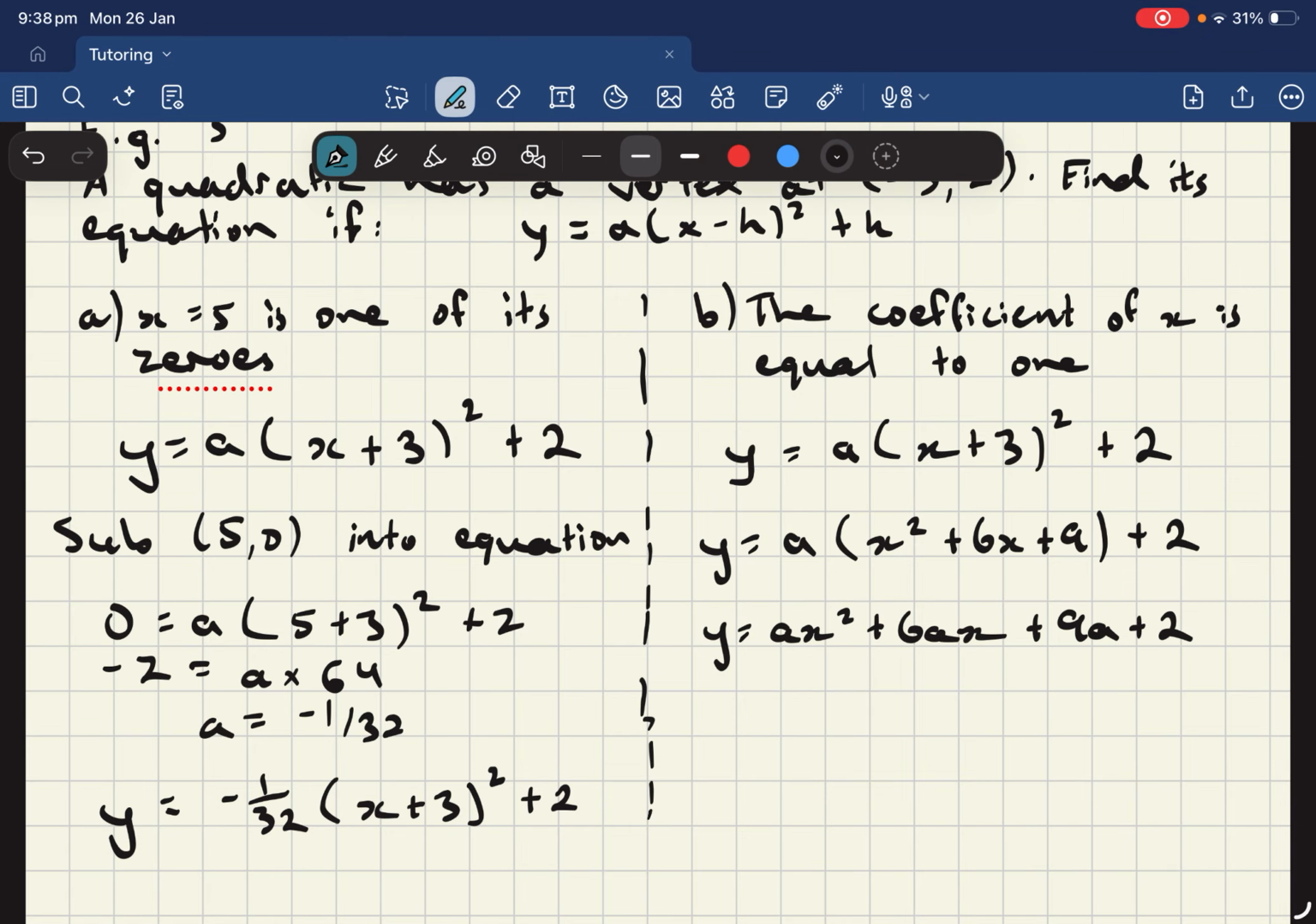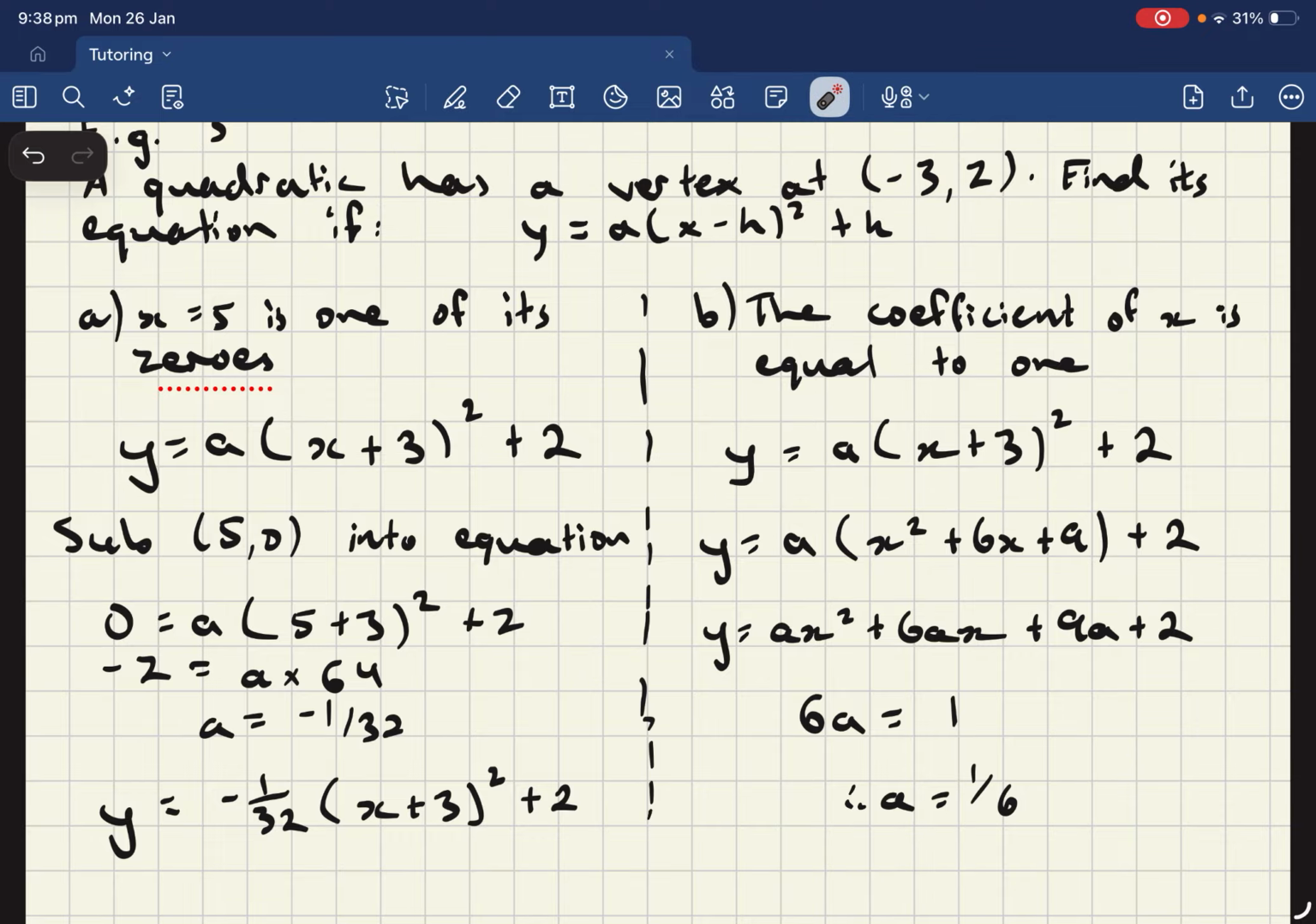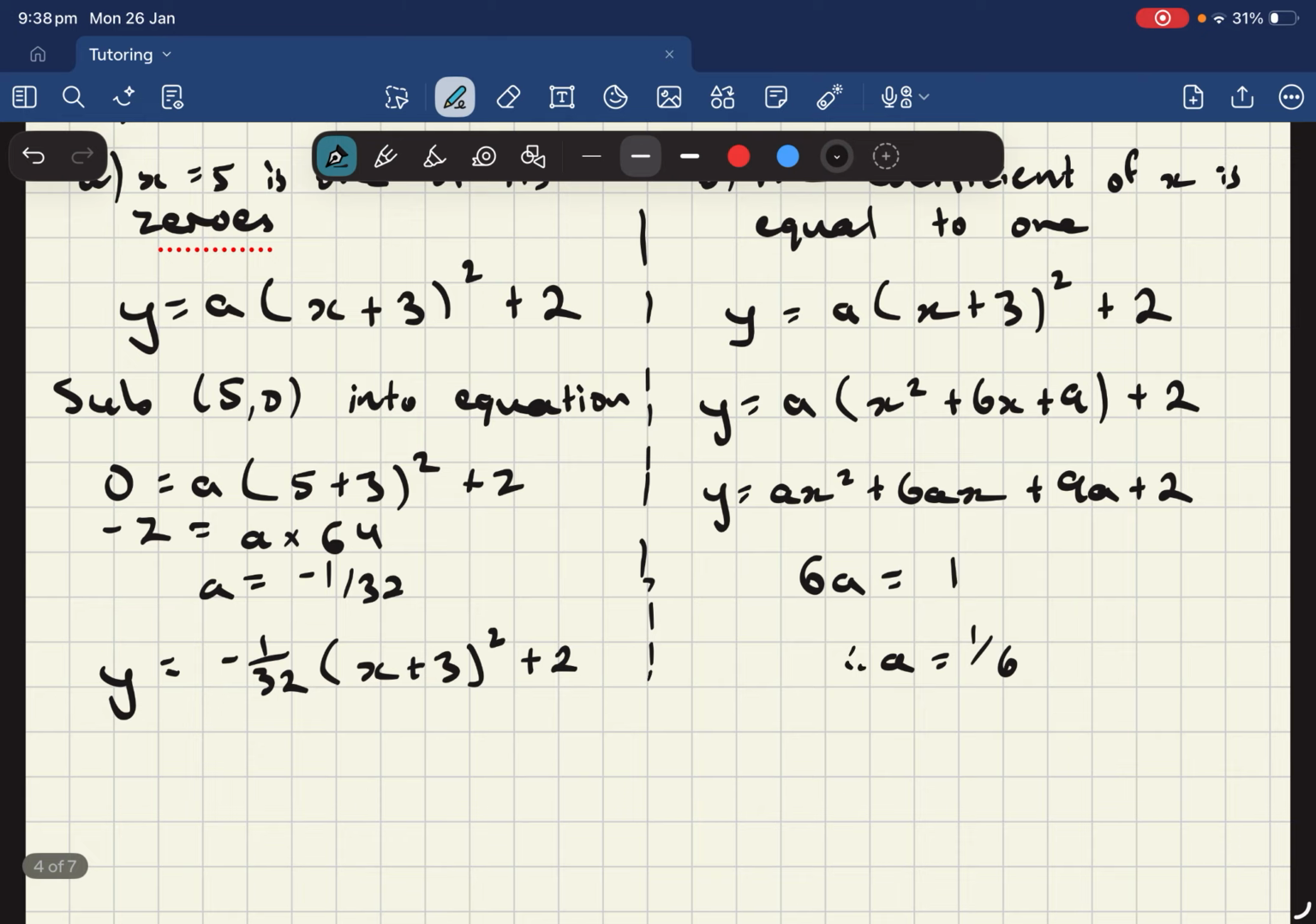Now I can use this information. It's told me that the coefficient of x is equal to 1. So I'm going to say that 6a equals 1. Therefore, a has to equal 1 over 6. That is my coefficient now. I can substitute it back in. So I get y equals 1 over 6 (x plus 3) all squared, plus 2.